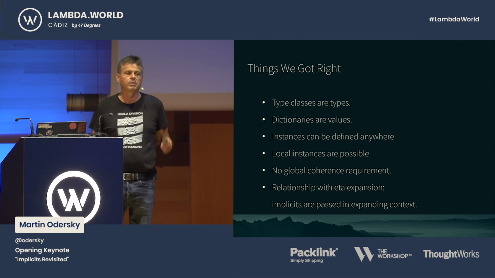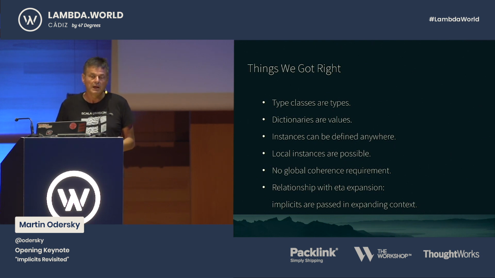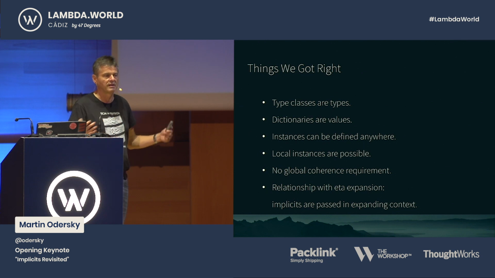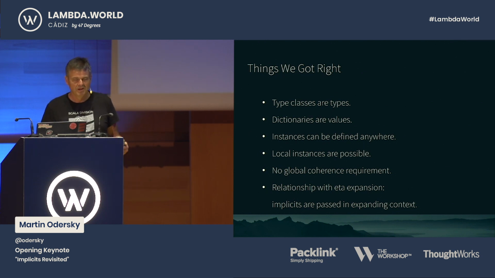I think it's actually much simpler to say a type class is a type and a dictionary is a value. I also think it's very important and very useful that instances can be defined anywhere and that local instances are possible. That means no global coherence. I know there's a big debate, pros and cons, but I'm firmly on the side that we want to have multiple implicit definitions and we do not want to pay for global coherence.